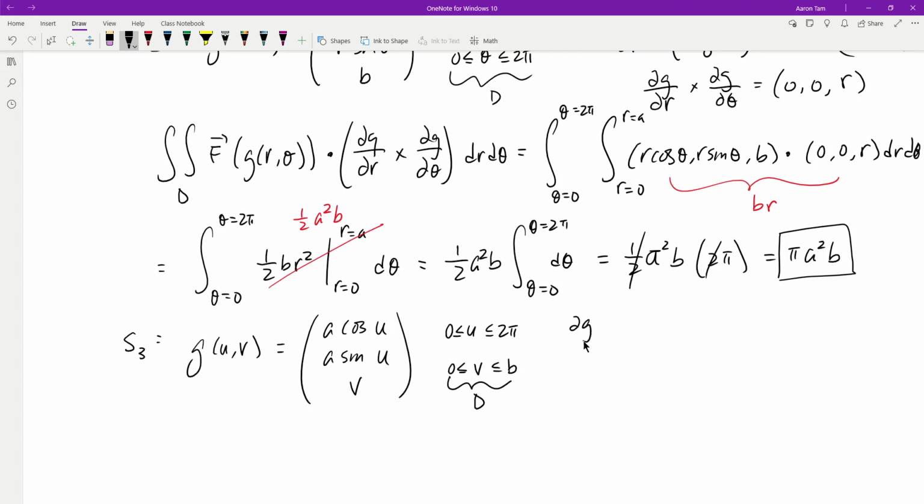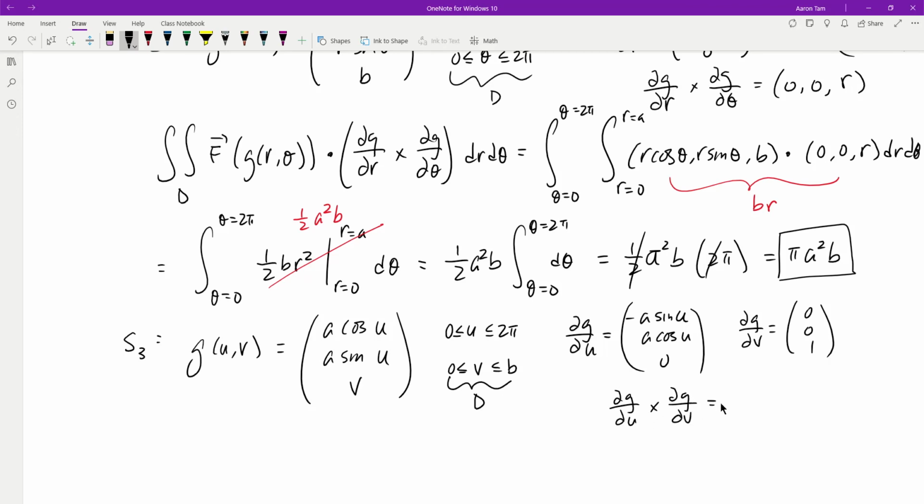In this case, dg over du would equal negative a sine u, a cosine u, and 0. And dg over dv would just equal 0, 0, 1. And the cross product winds up being a cosine u, a sine u, 0, if I did it correctly.